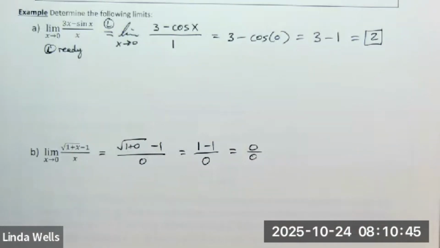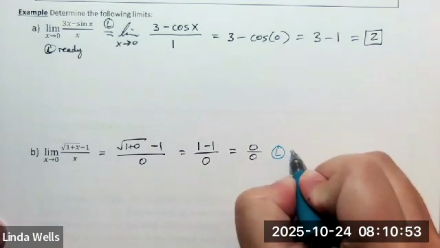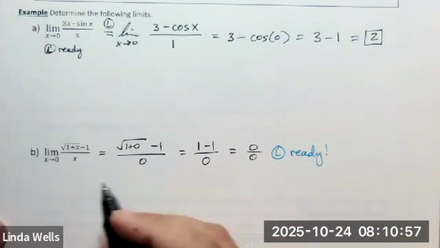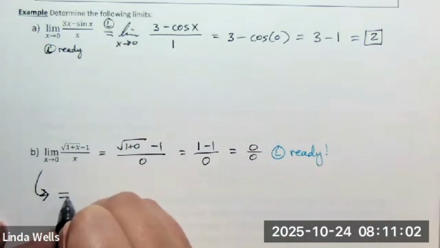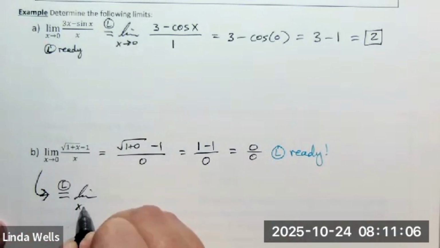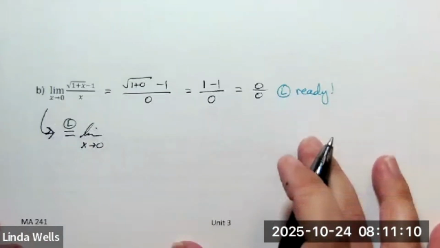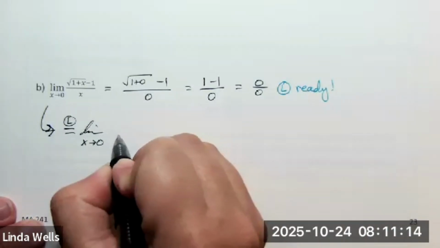Is 0 over 0 an answer? No, but today we're going to learn that this is a wonderful situation. This means we are L'Hopital ready. We are ready to apply L'Hopital rule. So let's do it. To denote I'm doing L'Hopital, write your equal sign with an L on top. Your limit notation is still there. What does L'Hopital rule say we have to do here? Yep, derivative of the top and the derivative of the bottom.